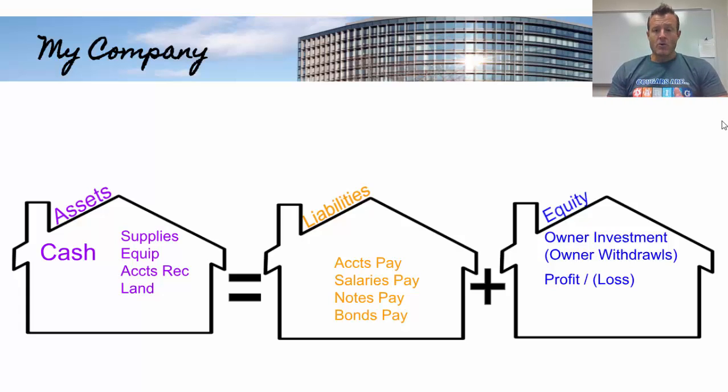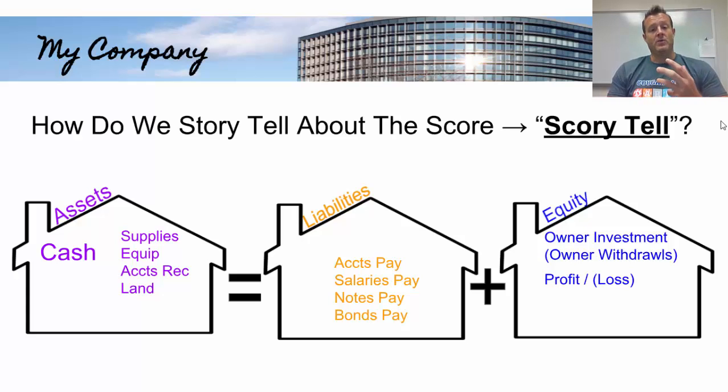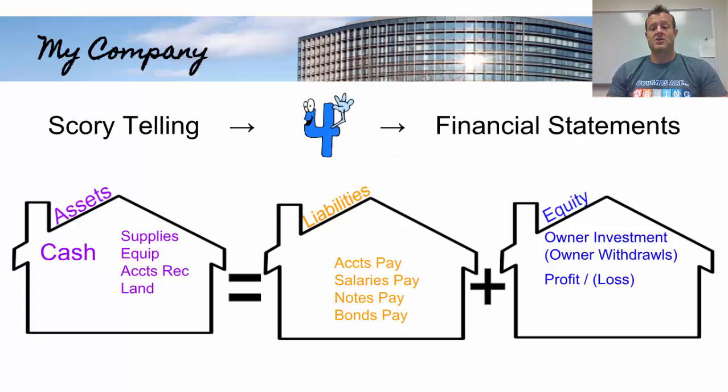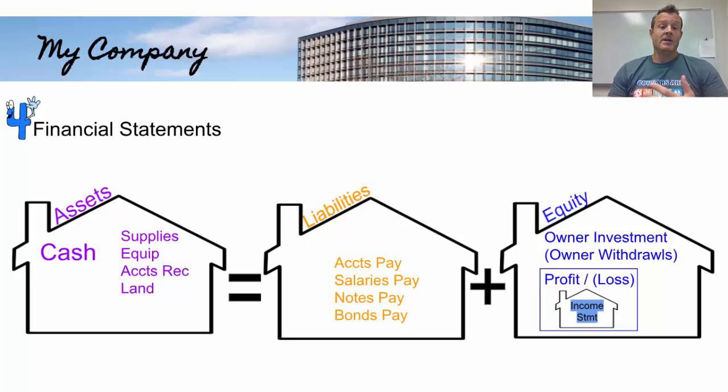So going through all that, now we start to look at our financial statements and the storytelling that happens about these three houses and how they work together. And we tell the story in terms of how our company scored for the year, how they did. So it's almost like a score storytelling type of process. And so when we do that, we have four different types of financial statements that we use to tell that story. The first one being the income statement or the profit and loss statement.